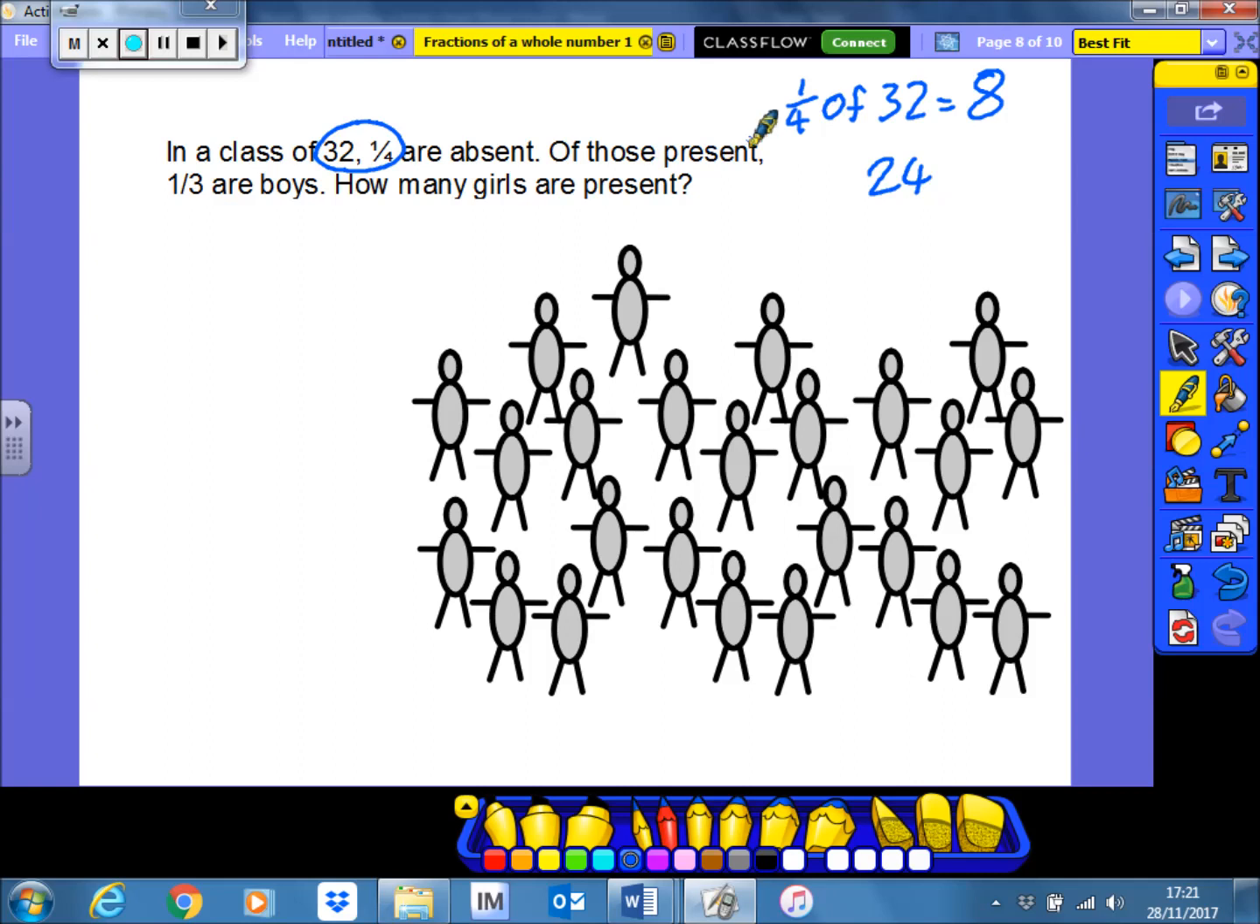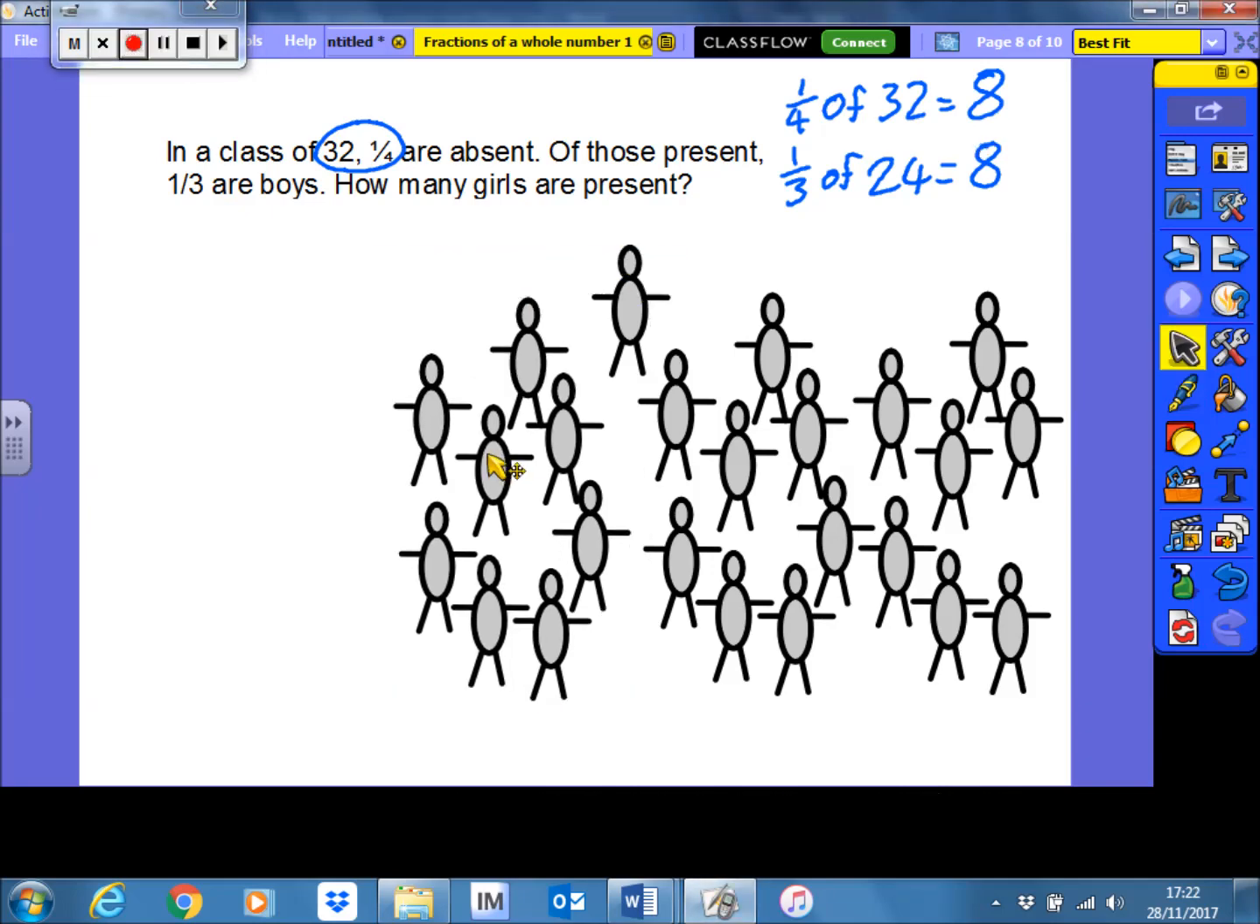Now, of those present, of those left, a third of them are boys. So the next thing we're going to want to work out is how many boys are there? So a third of those 24 are boys. So let's do our 3 times table this time. It's a third to work out how many boys there are. So a third of 24, do my 3 times table, 3, 6, 9, 12, 15, 18, 21, 24. That was 8 stations in total. So 8 of this lot here are boys.